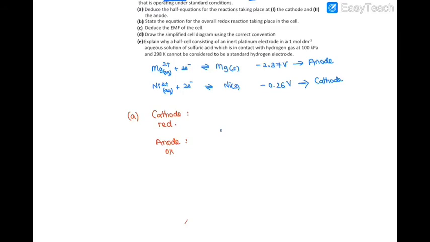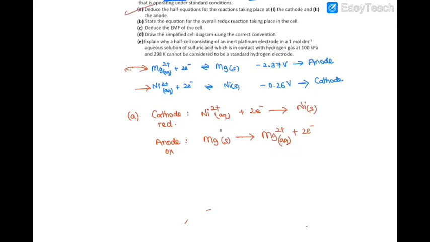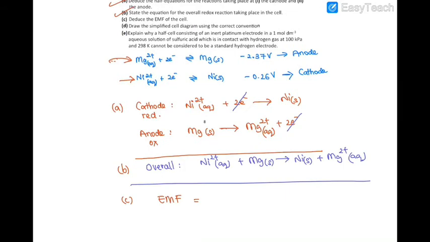So at the cathode, I'm going to have a reduction reaction, so it's going to be the same. At the anode, I'm going to have an oxidation reaction, which is going to be the reverse of this. So I've not used any reversible arrow when deducing the half equations. State the equation for the overall redox reaction. So I'm just going to add these two.